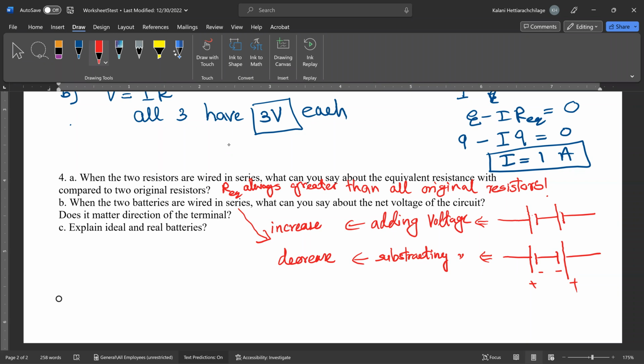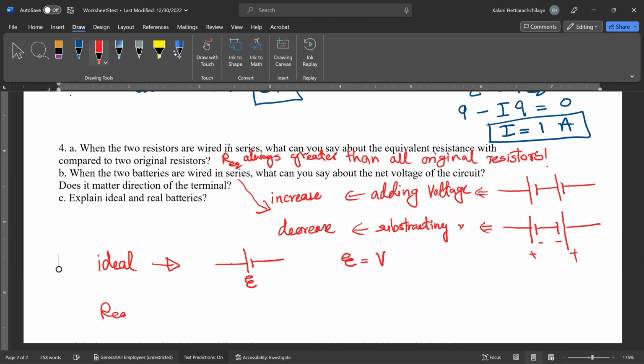Okay, now part C is asking about ideal batteries and real batteries. Explain ideal and real batteries. As I mentioned in your theory part, and also a little bit in the above questions, an ideal battery means you have a battery just like this. That means whatever epsilon you have should be equal to the voltage between these two terminals. That is called an ideal battery. But for real batteries, you have epsilon, but also you have internal resistance. Because of that, in this case, voltage will be equal to epsilon minus whatever current passes through times the R. That is called the real battery. Okay, that's the difference between ideal and real.